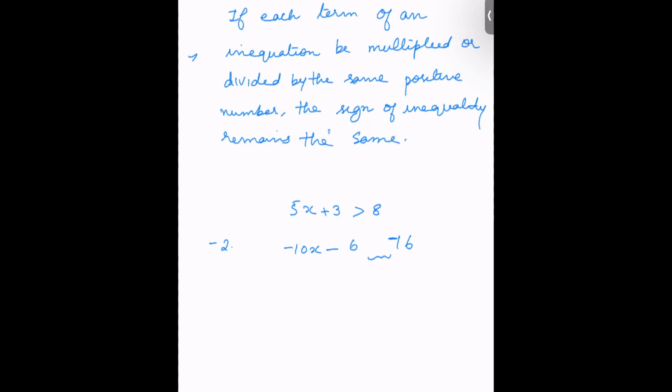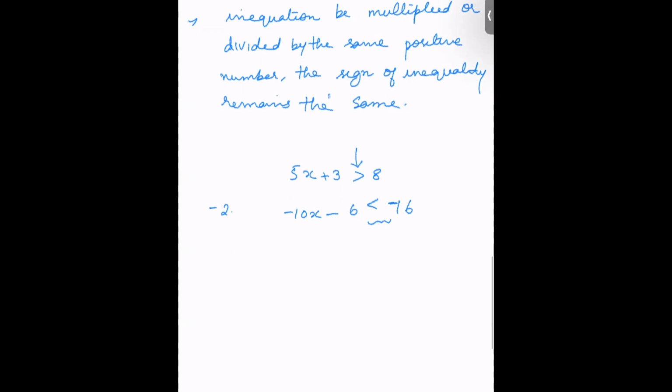So I am multiplying with a negative number. When I am multiplying with a negative number, this greater than symbol reverses. Reverses means it becomes the less than symbol. From this rule onwards, the sign is going to be reversed. So this you have to remember: whenever you are multiplying by a negative number, the inequality sign reverses.